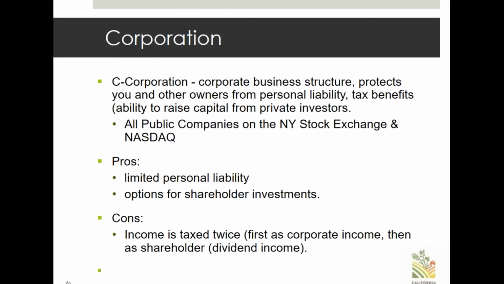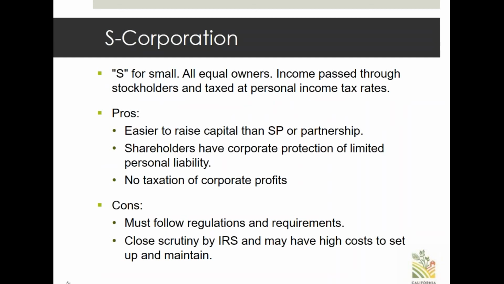Corporations, C corporations, for the most part, I'm just going to say you're not going to want to get a C corporation. This is what all publicly traded companies follow on the New York Stock Exchange, et cetera. It has limited personal liability and has options for different types of shareholder investments and things like that. But on the con side, for a farmer, you get taxed twice. You get taxed at the company level and at the shareholder level, and it just doesn't really work for farmers in general. I know one farm that does S corps, which is small.